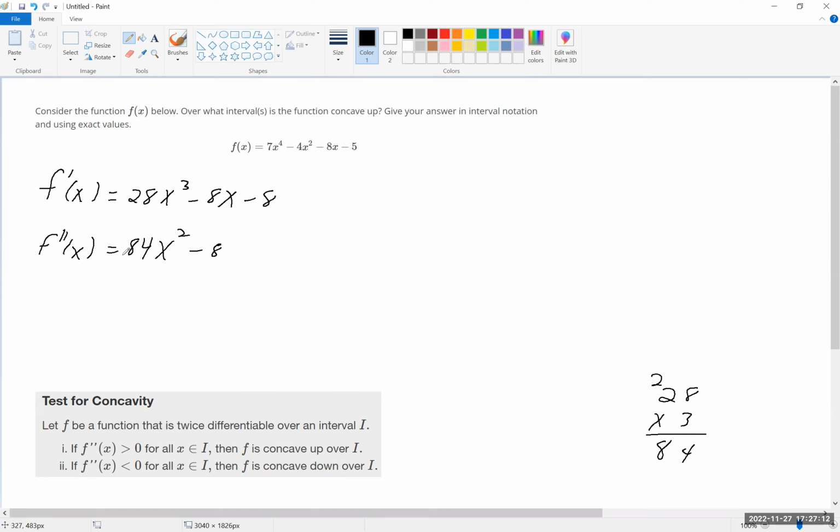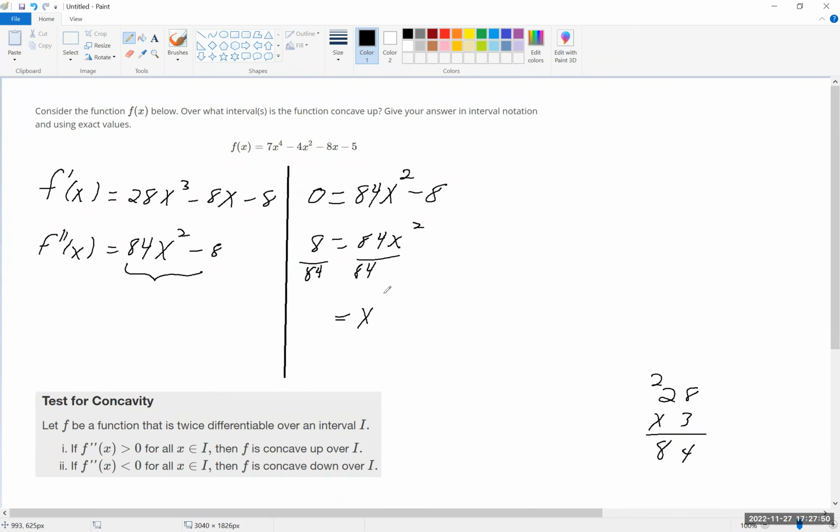So either the second derivative is 0 when concavity changes or undefined. Since this is a quadratic, it cannot be undefined. So we're going to go ahead and go into our second phase here and set our second derivative equal to 0 to determine intervals to test. So probably gonna have to reduce a couple of times here, but let's give this a shot.